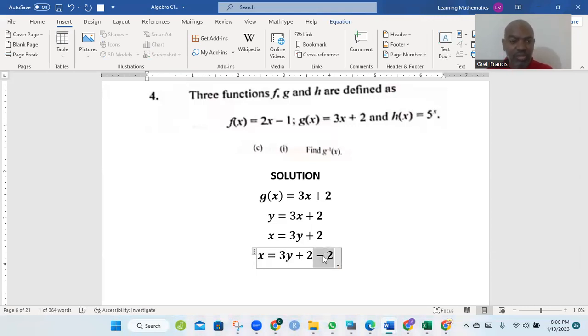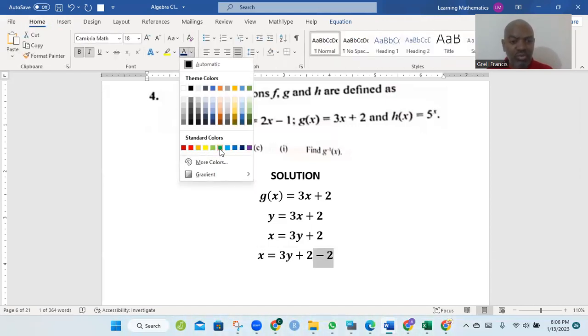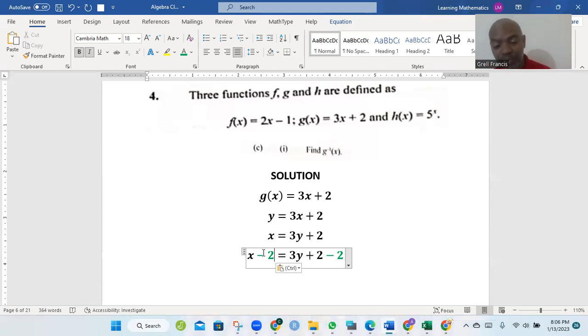Now, if you subtract 2 on the right side, you have to subtract 2 on the left side. Whatever you do on one side, you have to repeat it on the other side. We are doing this to get y by itself. So we have to cancel out plus 2, and then we're going to cancel out 3. But to cancel out a plus 2, we have to do the opposite of plus 2, which is subtract 2. And if you subtract 2 on the right, you have to subtract 2 on the left. So please write this down. That's the process of rearranging to make y the subject, to get y by itself. First step is to subtract 2.